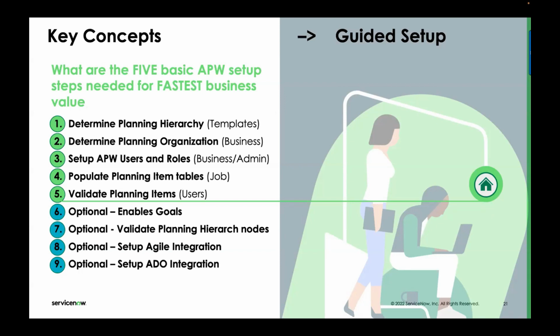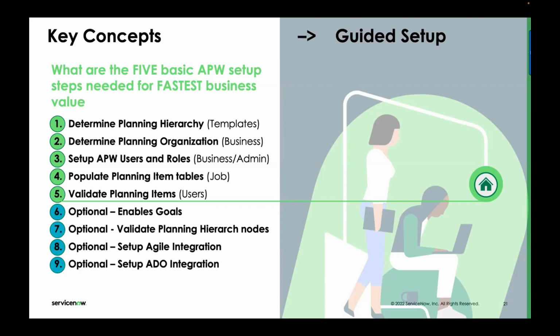You figure that out. And then you'll get to a point that you'll begin to bring in information in the planning item tables, right? It is an integration that happens, and you get to work with the information that comes from these execution records. You want to validate. So these are 5 major steps. Depending on if you want to use goals, there's more steps, right? Again, these are all available in guided setup. So you can use goals, right?